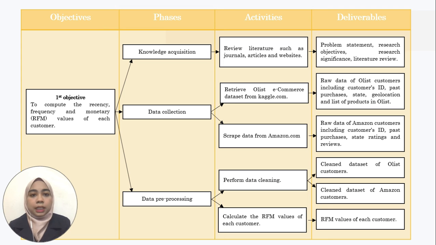After performing data cleaning, we will obtain clean dataset of Olist's customers as well as Amazon customers. And after calculating the RFM values of each customer, RFM values are obtained for each customer.